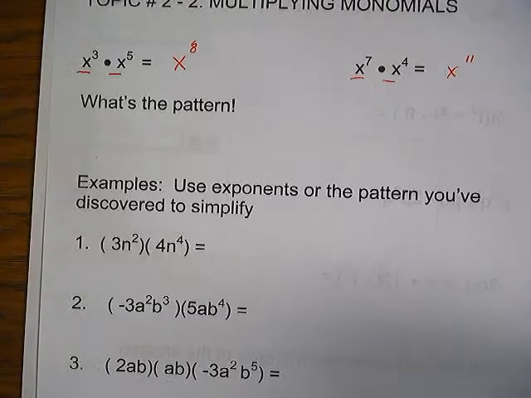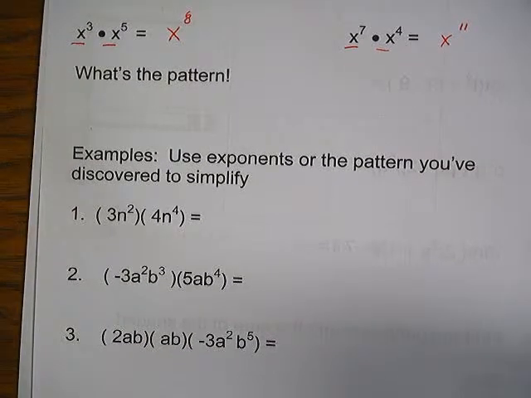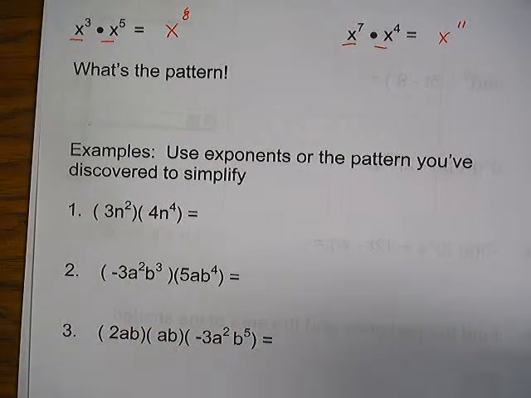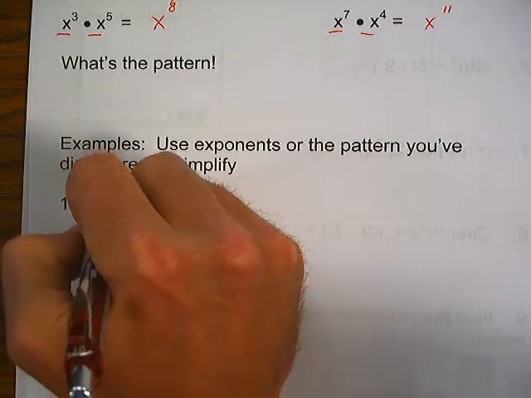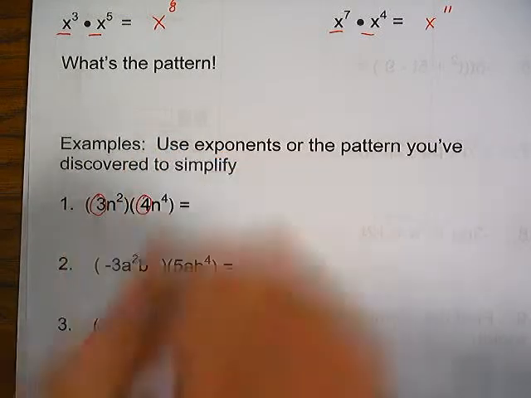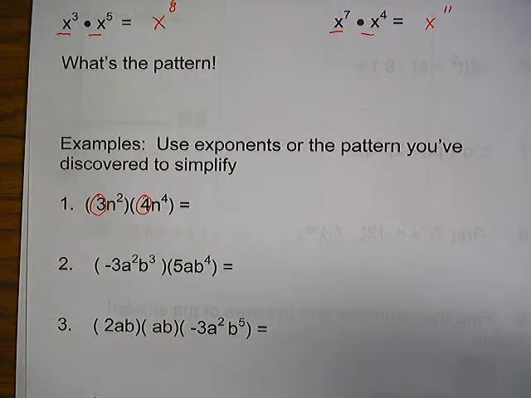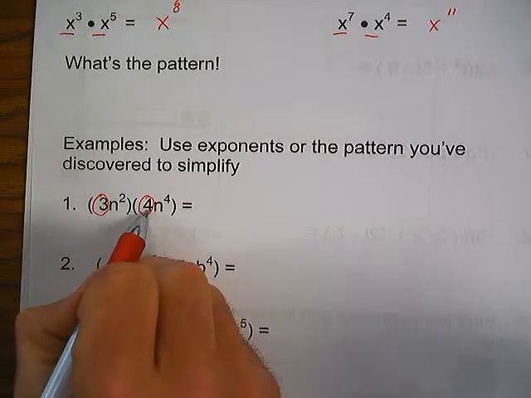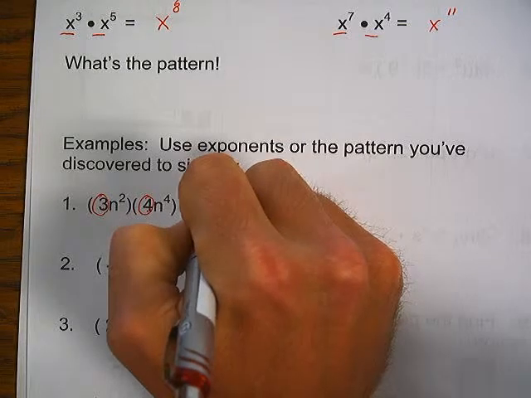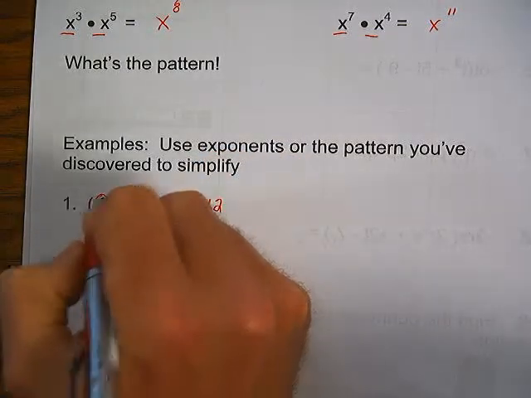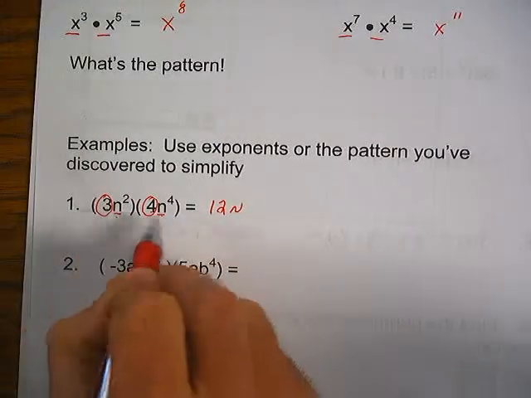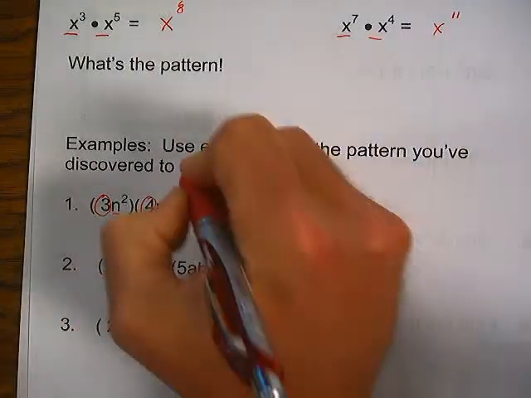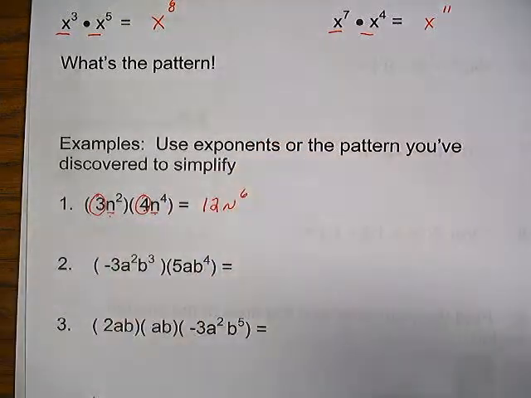Now let's use these rules to go ahead with these first four problems. If you notice on number 1, we have coefficients. We have a coefficient of 3 and a coefficient of 4. Let's take care of those coefficients first. 3 times 4 is 12. Now the like base is n, so we're multiplying like bases, add the exponents. 2 plus 4 is 6, so we have 12n to the 6.